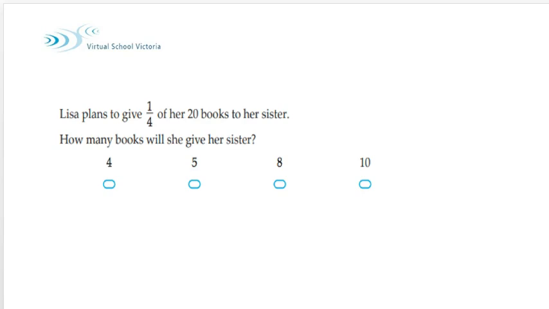Now, let's look at our second problem today. And again, we need to read and understand. So we know that someone has 20 books and they're going to give a quarter away. Now, a quarter is the same as sharing it equally in four ways. And if I visualize that, I can see my tables, and the table that hangs out with 20 and 4 is 5. So that would be the right answer.